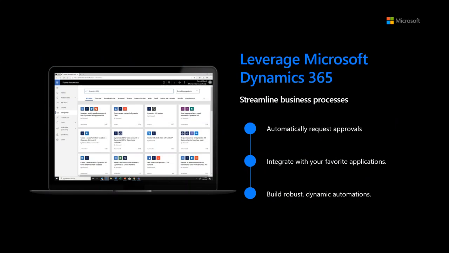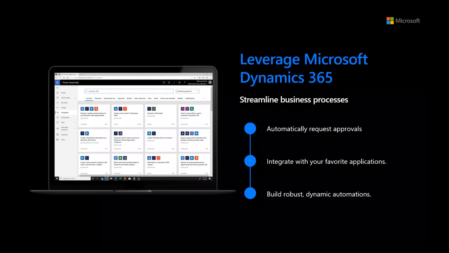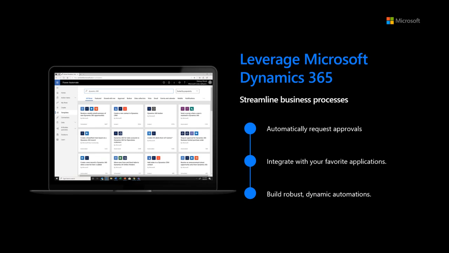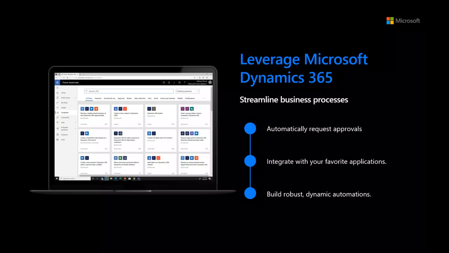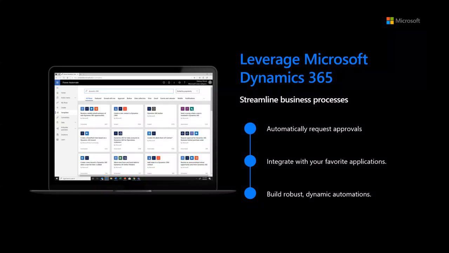You can also use it, again, to leverage key parts of Dynamics 365, whether you want to automatically request approvals or integrate with your favorite applications. There are native workflow functions inside of Dynamics 365 if you are familiar with it. And really Flow, Power Automate, brings those workflow functions outside of Dynamics and really juices them up so that they're even more powerful than they were before.